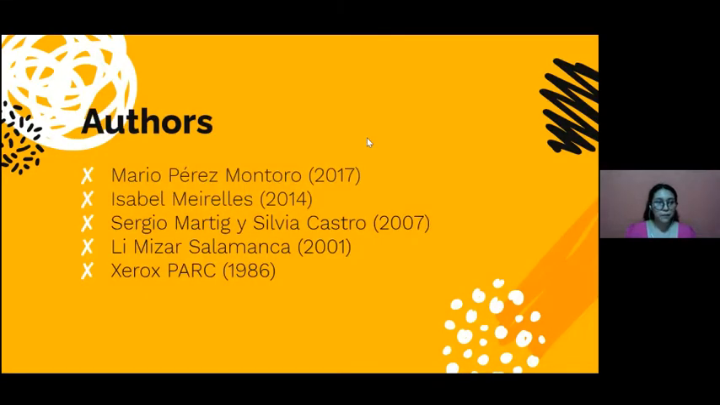The main authors that we found were Mario Pérez Montero, Isabel Meirelles, Sergio Martí and Silvia Castro, Lee Mizar Salamanca. Xerox is not an author, but also gave us a really good concept of what is visual information. But for us, the author whose concept we understand better is Mario Perez: information visualization is characterized by covering the basic functions of data storage and then communicated as support to reasoning.